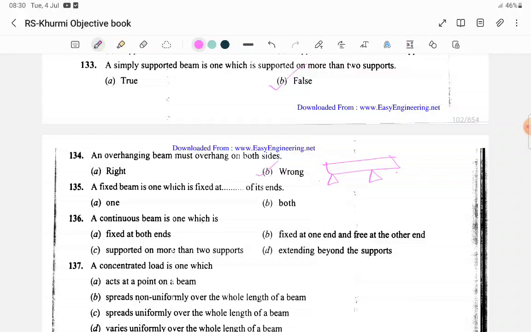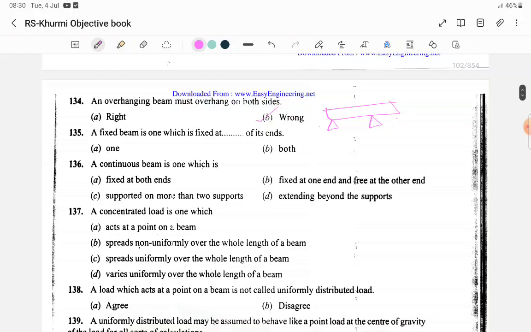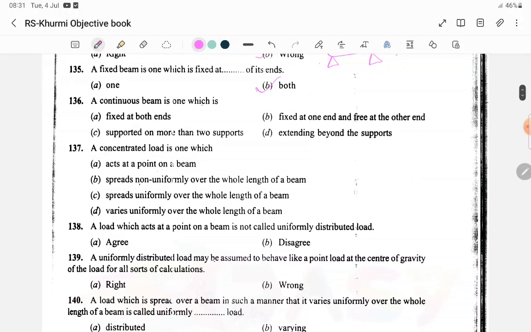Next, option A is given, but that's wrong. A fixed beam is one which is fixed at dash of its ends. It's fixed at both of its ends. A continuous beam is one which is supported on more than two supports. A concentrated load is one which acts at a point on a beam.